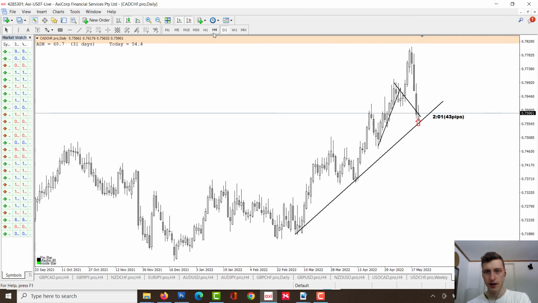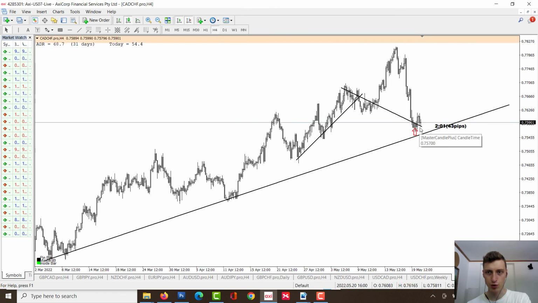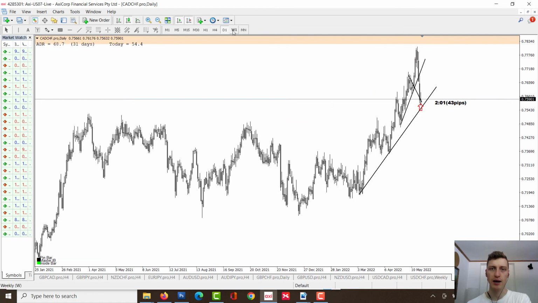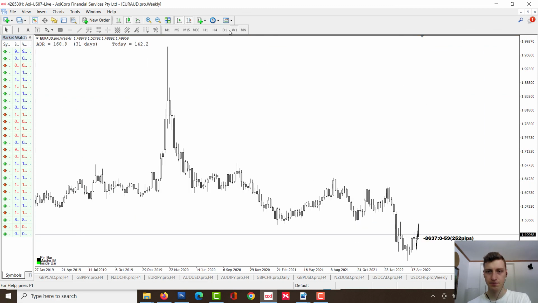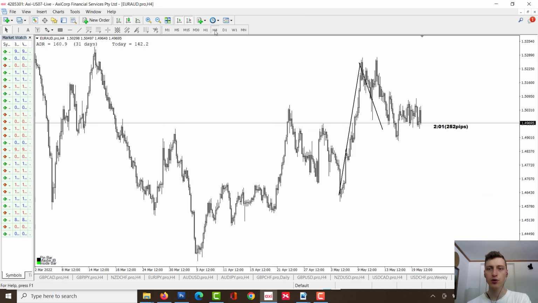So on CAD Swiss, price used this daily supportive trend line. There's still some room left, but there's so much bearishness. So these are some trickier charts, which are hard to say what will happen. I don't want to confuse your mind with too much information.